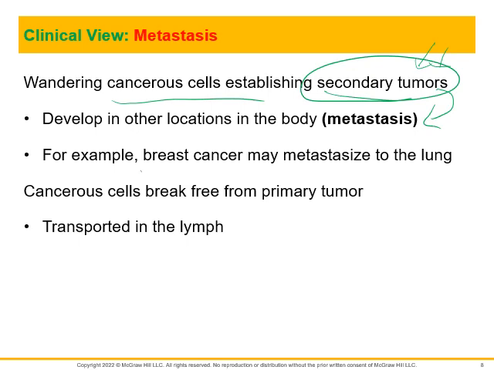So sometimes when they're removing breast cancer, they're also going to pull out some of the lymphatic tissue because they don't know if those cancerous cells have managed to break free from the primary tumor and they're kind of just stuck in that lymphatic area or in a lymph node.